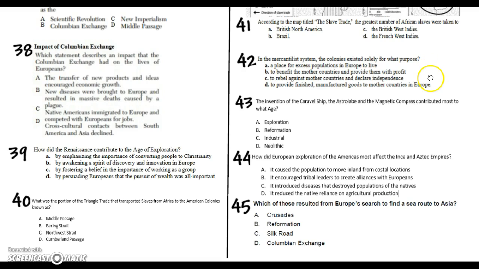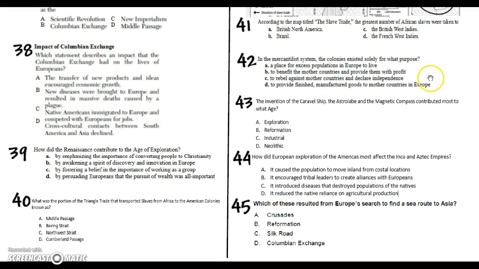Number 42. In the mercantilist system, the colonies existed solely for what purpose? A, as a place for excess populations in Europe to live. B, the benefit of the mother countries to provide them with profit. C, to rebel against mother countries and declare independence. D, to provide the manufactured goods for mother countries in Europe.